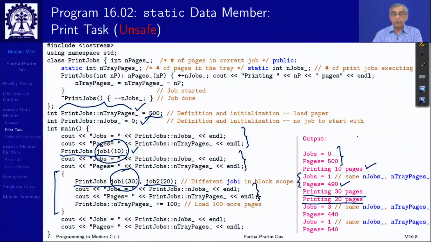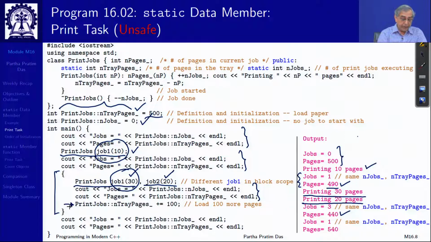Then I print my status of the printer. I get that there are 3 jobs: print job 1 outside the block scope, job 1 inside the block scope, job 2 in the block scope, 3 jobs, and the pages remaining are 440. I had 490, minus 30, 460, minus 20, 440 pages remaining. Now, before coming out, I load another 100 pages.